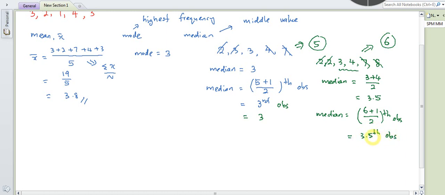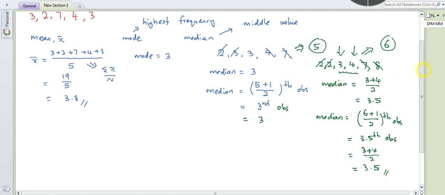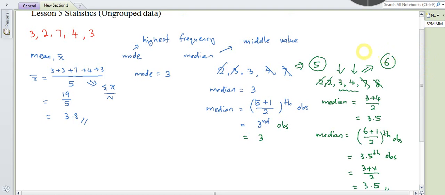Be careful. The 3.5 doesn't mean that the median is 3.5. It means that you have to take the third data and the fourth data, add them together, then divide by 2. You get the same answer, 3.5. So you just have to be more careful when you want to find the median. You have to rearrange all the data first before you determine the median.